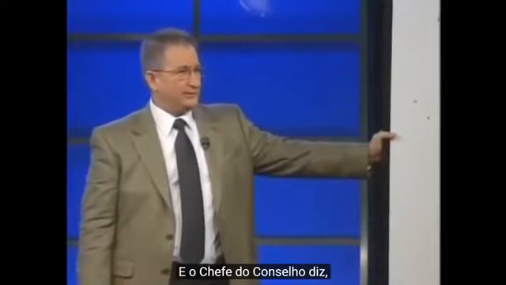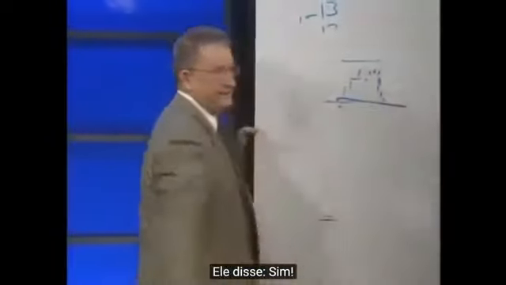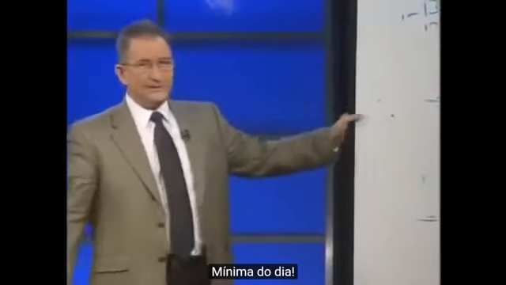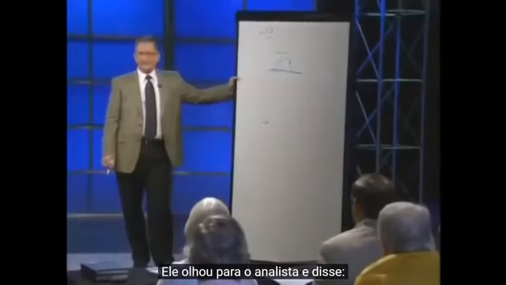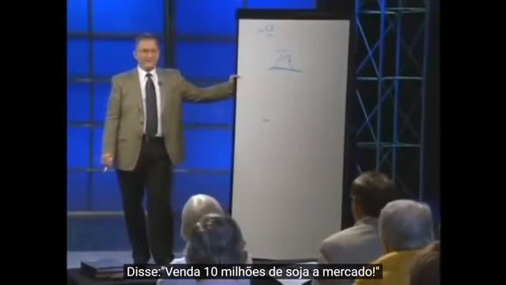And the chairman of the board, the old soybean trader, says, okay, so this is going to be the low of the day right here, right? The guy said, yep, that's it. Gets that price, it's the low of the day. And the guy looked at him and he said, that's bull. And he picked up the phone, which had a direct line to the soybean pit. He said, sell 10 million beans at the market.